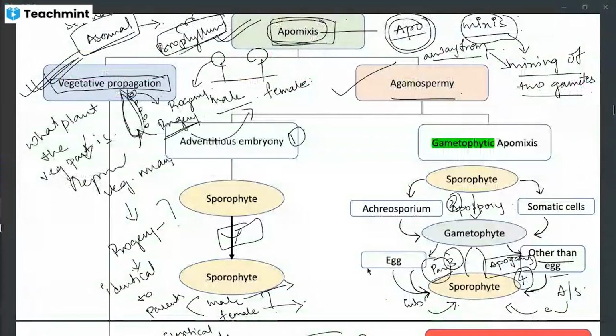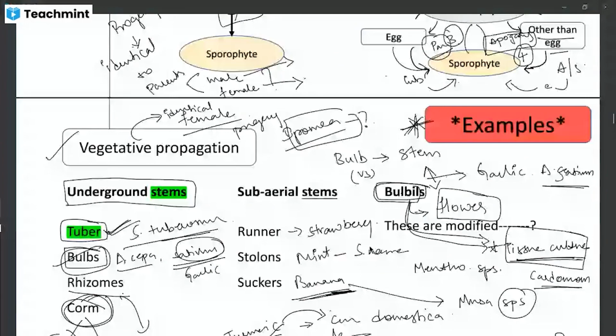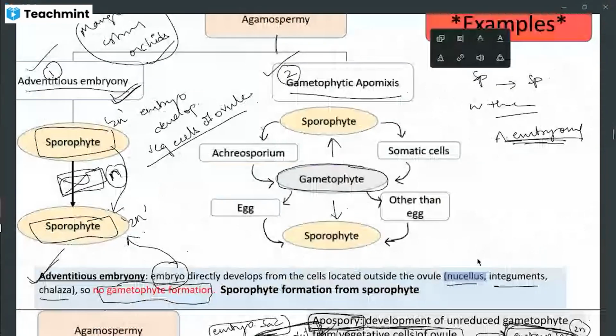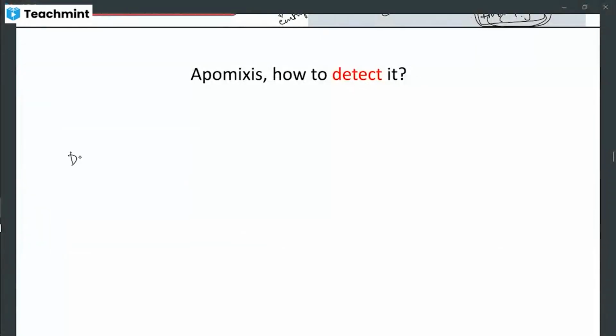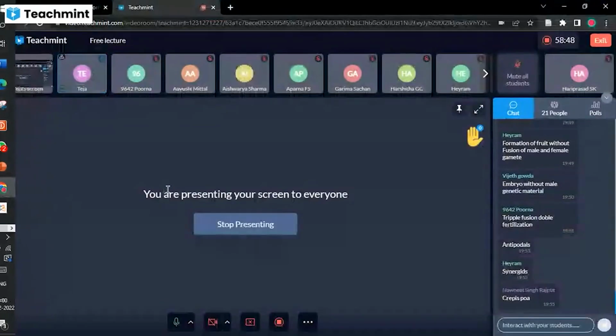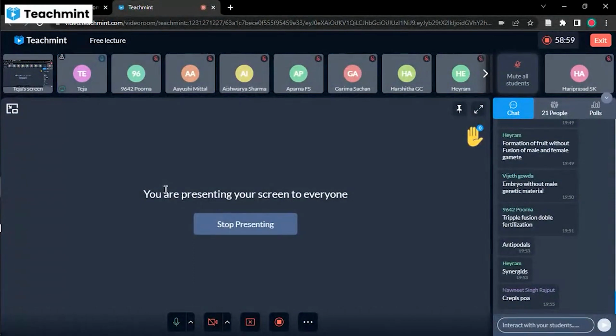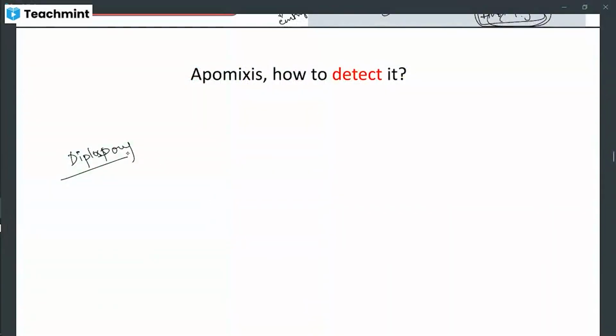This is an important term. The other term is diplospory. If anyone heard about it, please do explain, or I will proceed. What do you mean by diplospory? Anyone? Do you know about diplospory? Okay, see, diplospory.